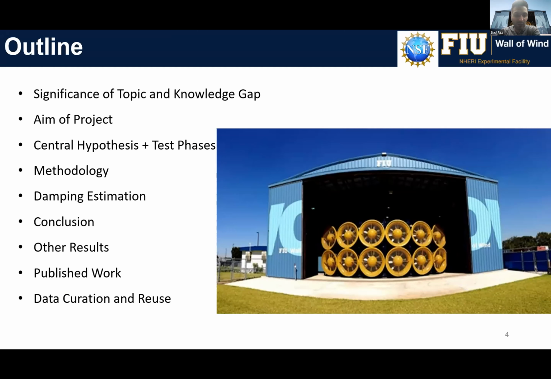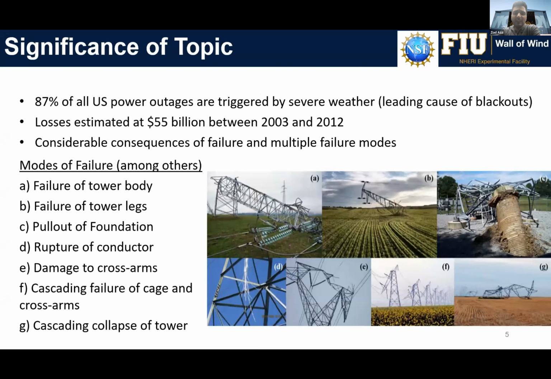So 87% of all US power outages are triggered by severe weather, which makes them the leading cause of blackouts. Losses were estimated at $55 billion between 2003 and 2012. And there's considerable consequences of failure and multiple failure modes, as you can see in the picture below, where you have multiple modes of failure among failure of tower body, failure of tower legs, pull out of the foundation, rupture of the conductor, damage to the cross arms, cascading failure of the cage and the cross arms, as well as cascading collapse of the towers.